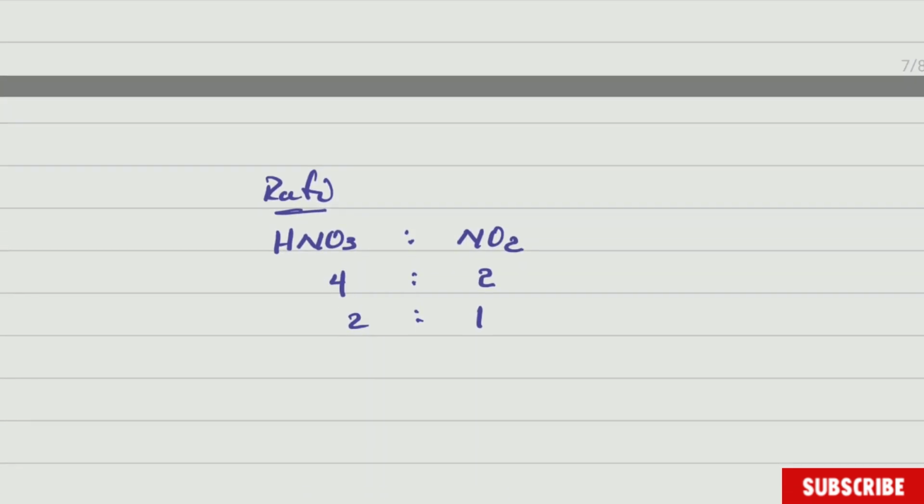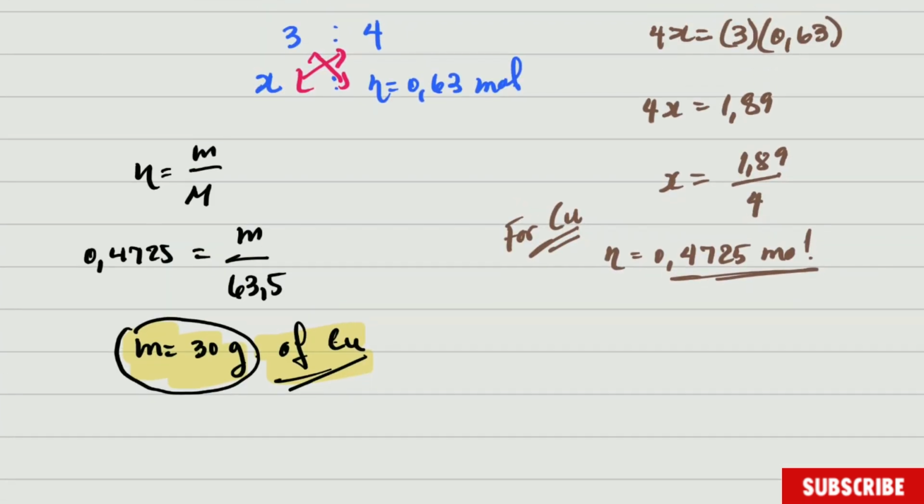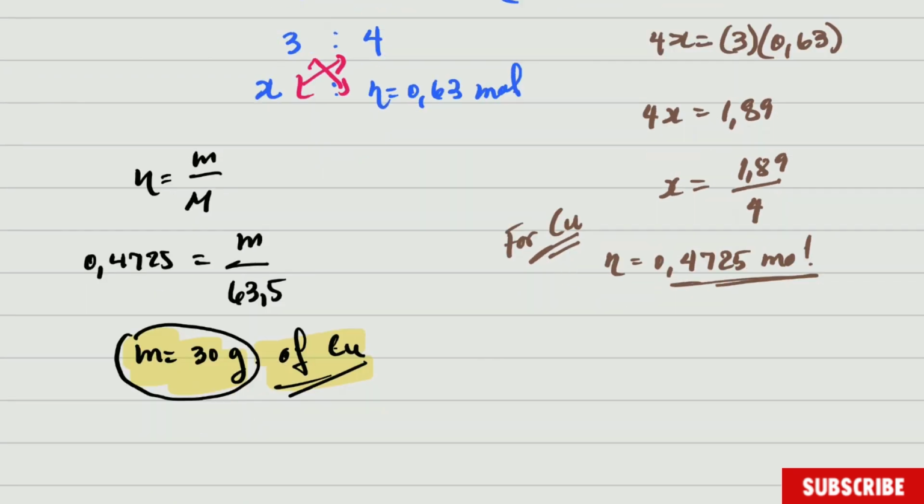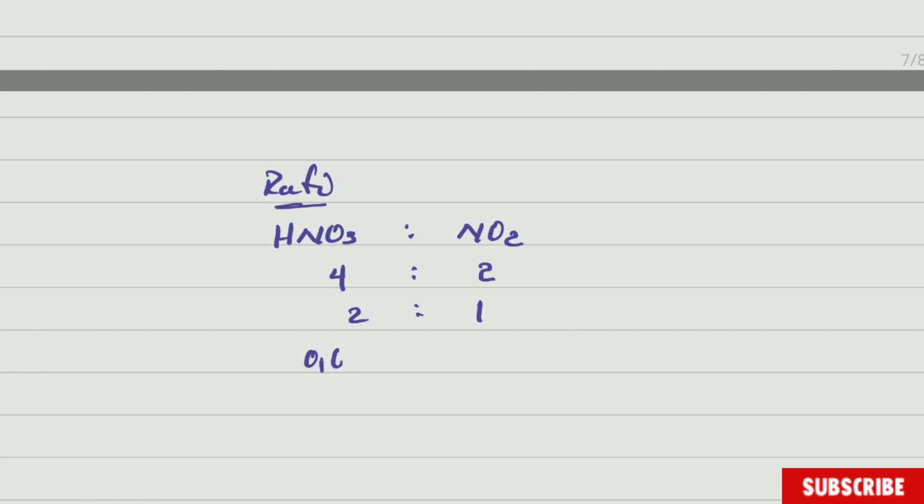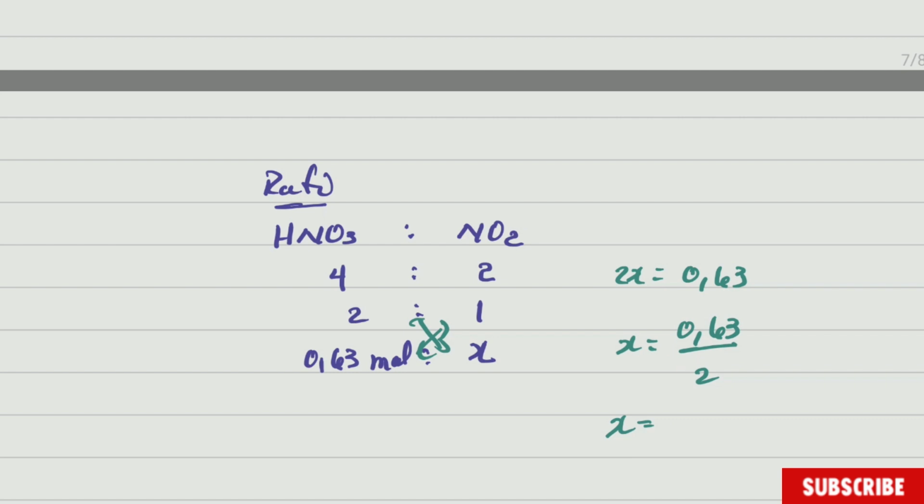Okay, so we're going back here, and the number of mole of nitric acid was 0.63 mole. How much of the nitrogen dioxide is needed or is actually produced? Cross product, you get that 2x is equal to 0.63. The number of mole is equal to 0.63 divided by 2. The number of mole is equal to 0.315 mole. That is the number of mole of the nitrogen dioxide that was produced.